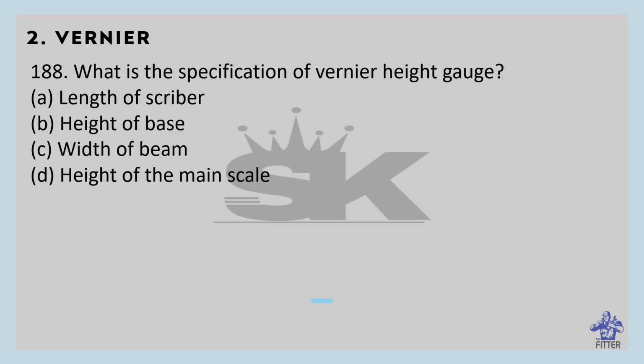What is the specification of vernier height gauge? So that is height of the main scale, option D. Few more are there. Clear specification of the range of the measurement, and any specific requirement regarding the type of vernier desired, type of scale desired, height of the beam. Also the specifications of a vernier height gauge.